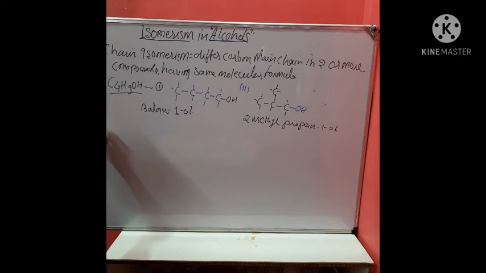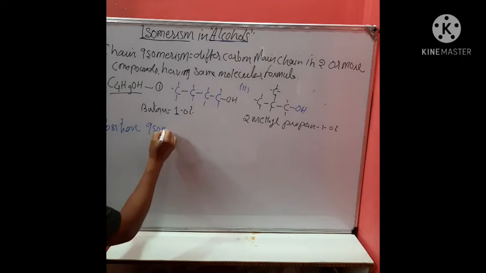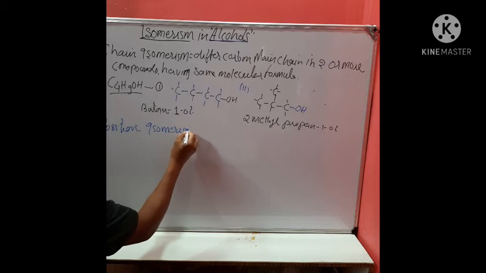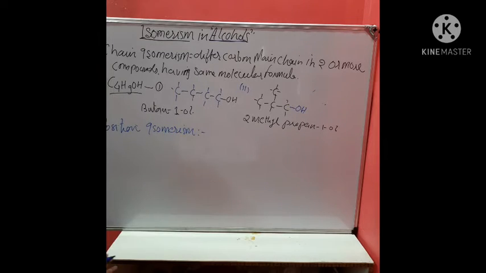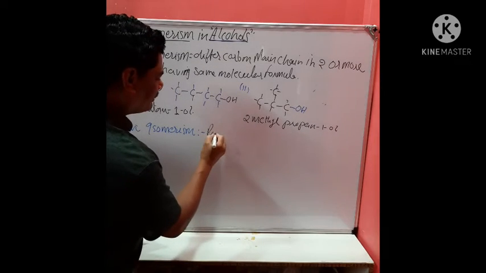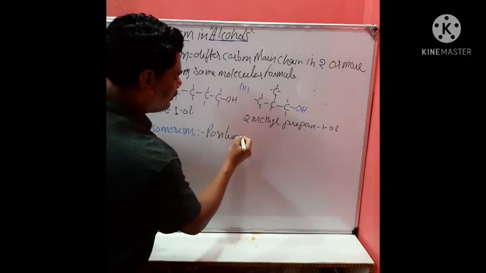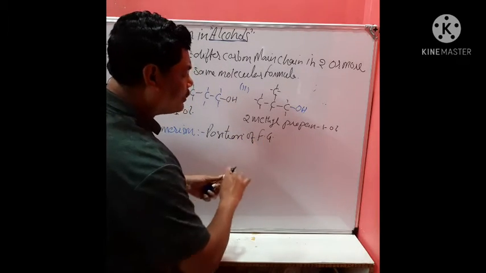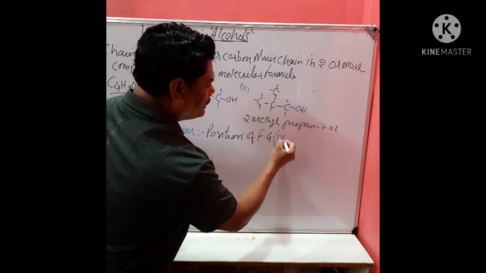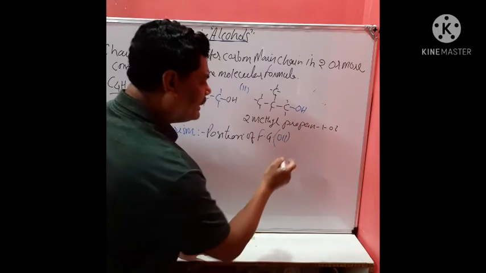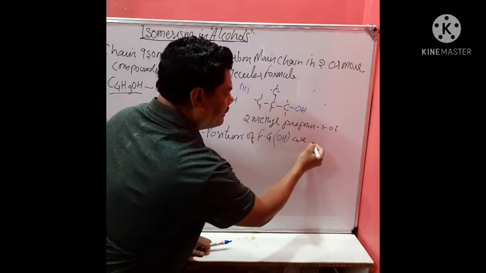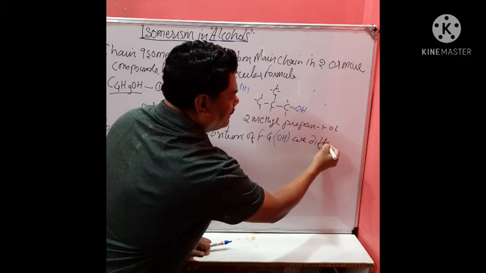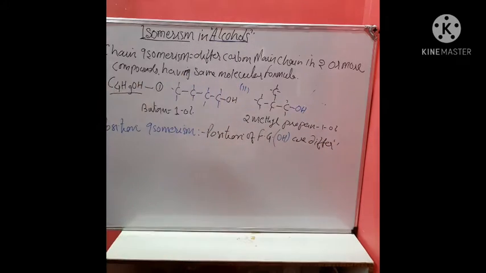Now second one is position isomerism. Position isomerism. Now what is this? Position of functional group. Which functional group? Here we have to specify the OH. Position of the functional group differs in 2 or more compounds.